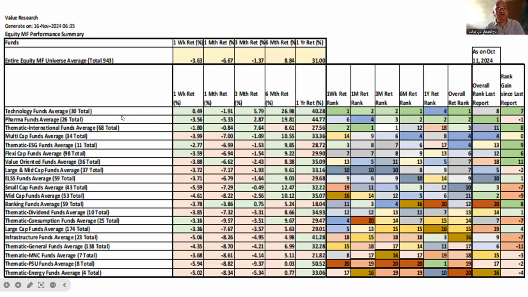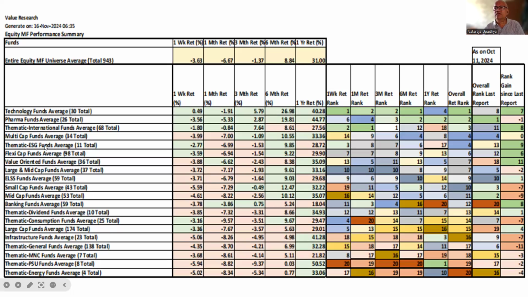So now let us look at how the rankings changed since last report. And that last report was October 11th, 2024. Now let me read by each subtype. Technology funds ranking improved by 7. Pharma funds ranking fell by only 1. International funds ranking improved by 8. Multi-cap funds ranking remained same.